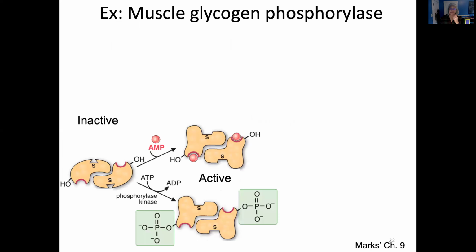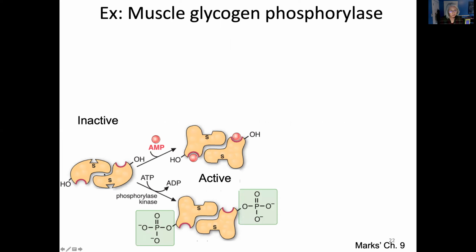So let's look at an example. Muscle glycogen phosphorylase, right? This is the enzyme we have in our muscles that releases glucose from glycogen. It gets activated when our muscles are active and need to use more glucose, so the glucose gets released from the glycogen stores.